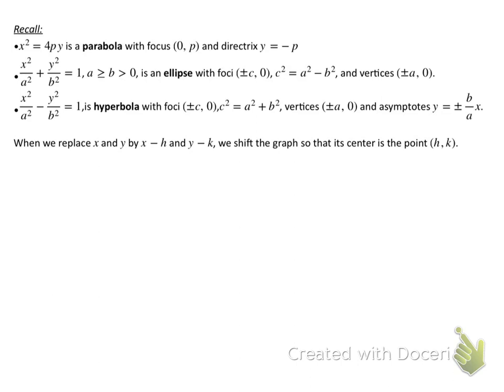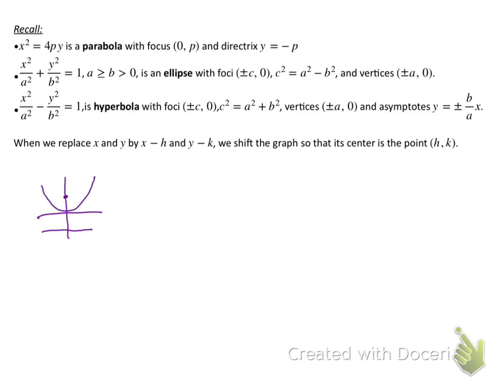So the parabola is the one with focus. When you have x squared equals 4py, then the focus is on y. So you have the focus here, and you have y equals p, y equals negative p here, and the parabola goes this way.